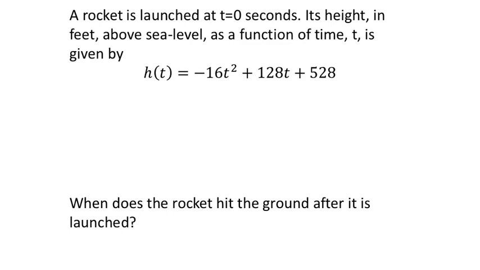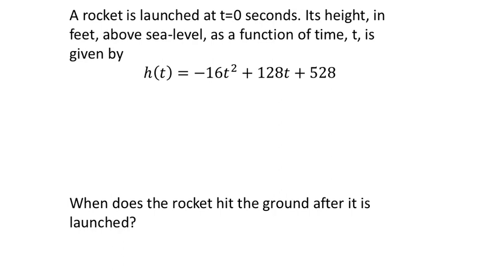All right, so just make sure you read these. We're not really concerned about the rocket part of it, but here we go. A rocket is launched at t equals 0 seconds. Its height in feet above sea level as a function of t is given by this function. Some of that information is pertinent if you were to do more with this, but we're not, okay?